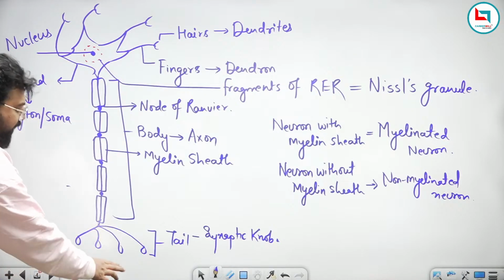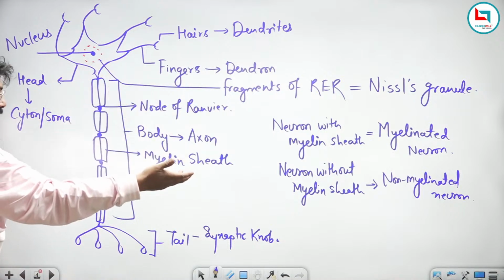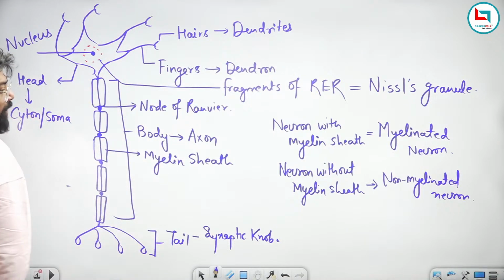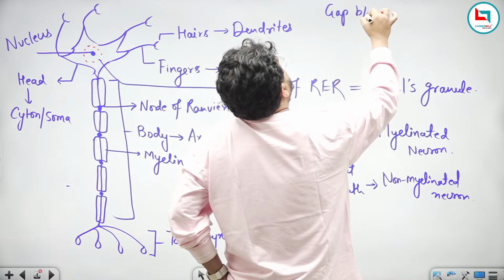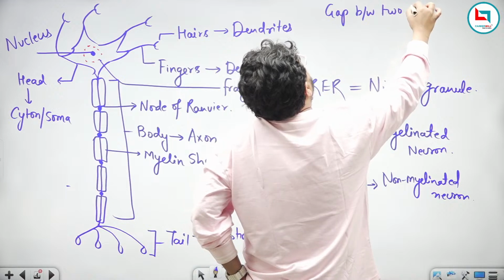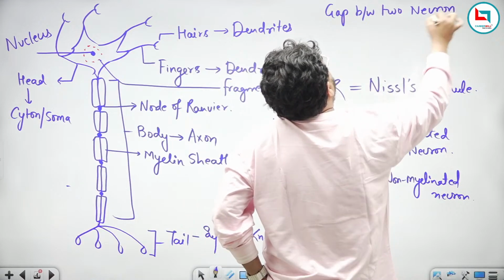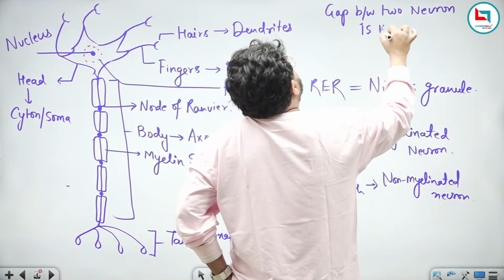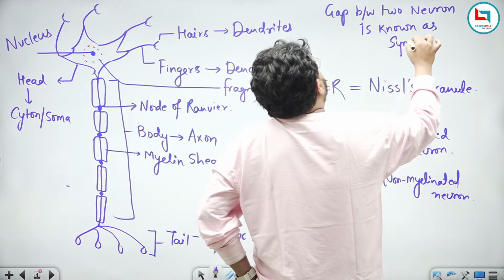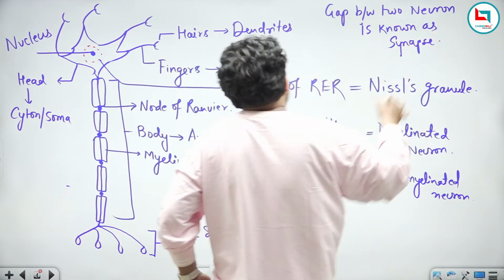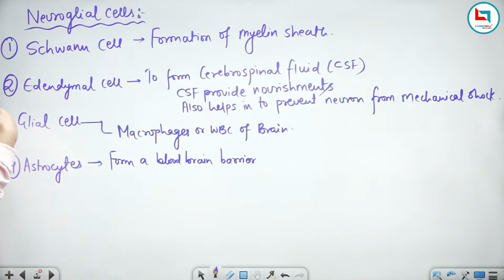And from here on, another neuron will start. So a gap will come, and the gap between two neurons is known as synapse. Now there are other types of neurons too, but we will discuss them in the chapter on the nervous system.